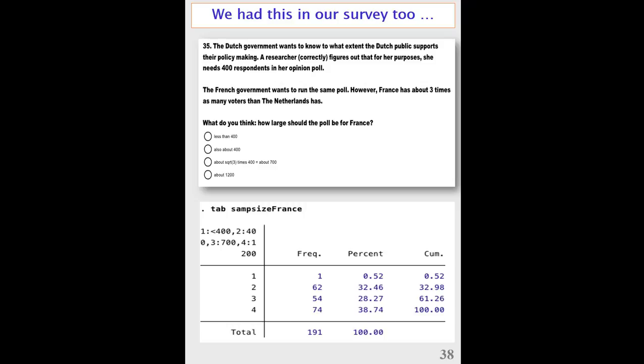Slightly different answers. So here the number was, let's see, 400 respondents is okay for the Netherlands, and now for France, which is 3 times as big, you should say also about 400. So in this case, the correct answer would be B, which was answered by 32% of the people in this data. I think in your data it was roughly the same. So this really goes against intuition. You tend to think it must be more, but that's really not the case.